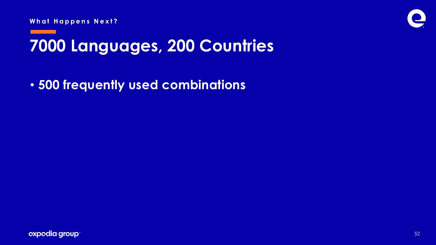There are approximately 7,000 languages in the world, roughly 200 countries. You don't have to localize for all of them. There's maybe 500 of the combinations of languages and countries that are used enough that you would even consider doing them. Significantly less than that as a first attempt. You can get to a lot of the world's people with only maybe 10.